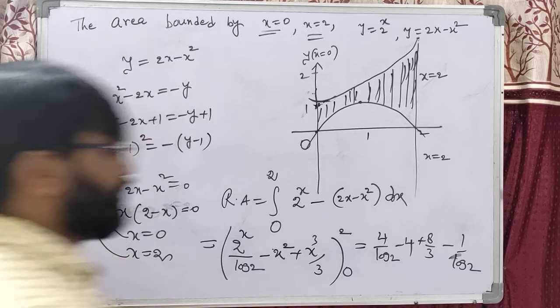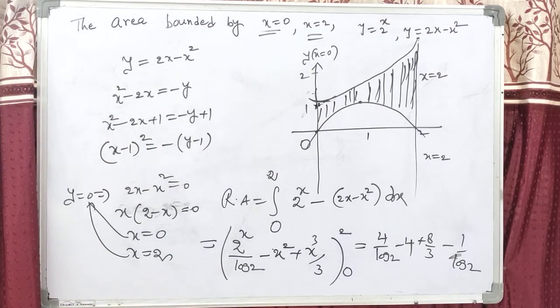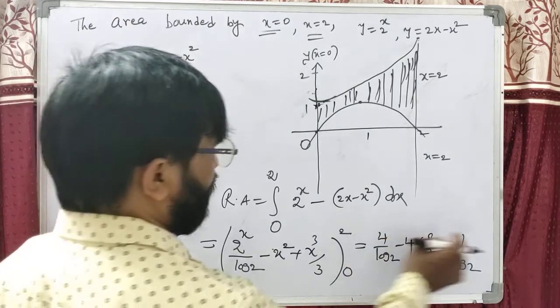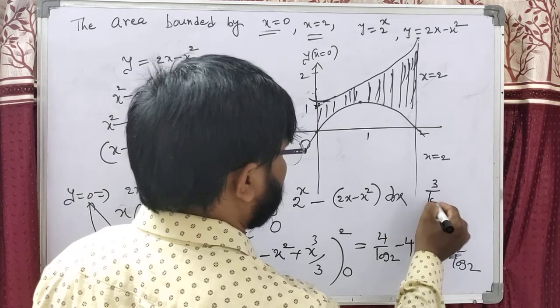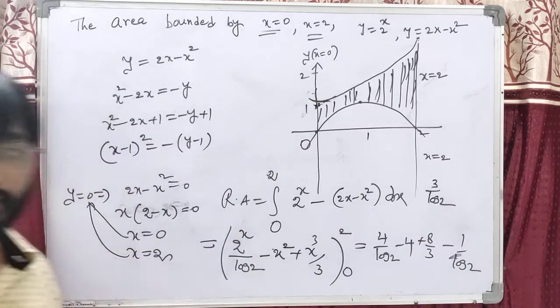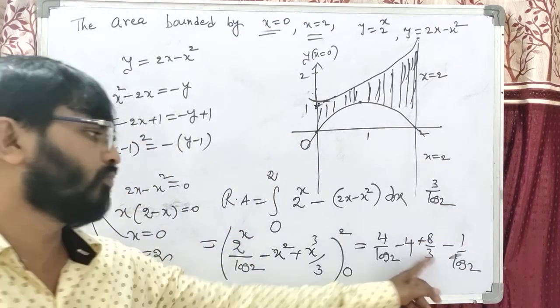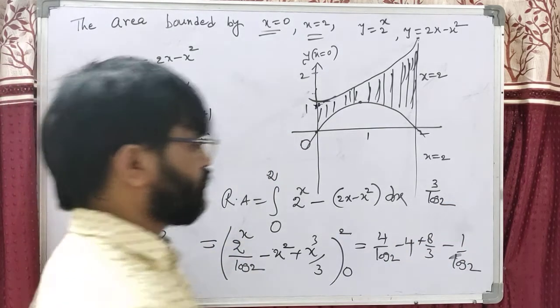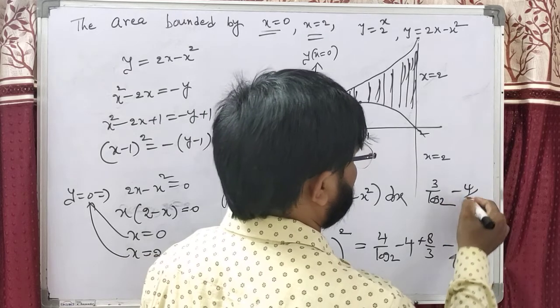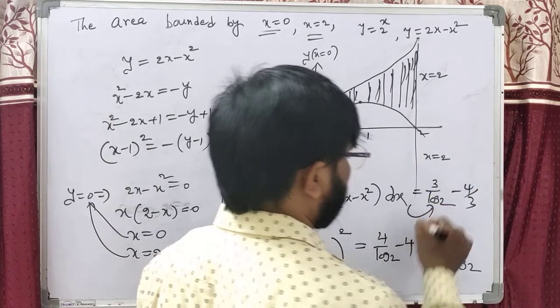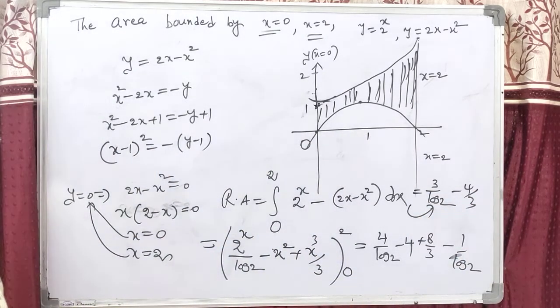Dear students, 4 minus 1 is 3, so 3 by log 2. Okay students, now 12 plus 8, minus 12 plus 8 is minus 4 by 3 square units, that is our required area. Okay students, 3 by log 2 minus 4 by 3, yes.